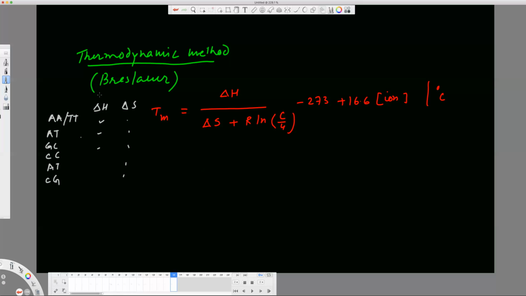And of course, these are coming from experiments. So now we have for each dimer the delta H, delta S value. You can actually calculate for a given sequence. For example, now your sequence is the following. This is your sequence.